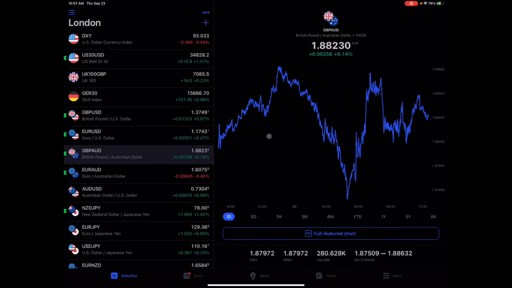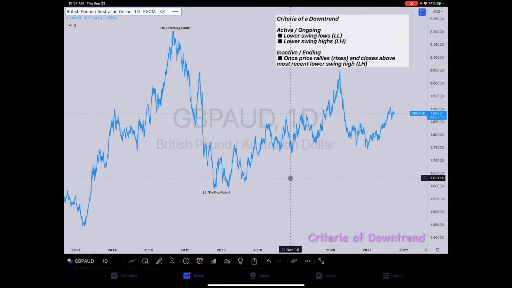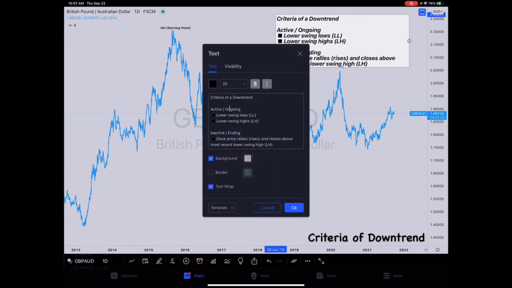So today we're going to be looking at the chart of GBP AUD, Great Britain pound versus Australian dollar. I'm going to start with the downtrend. First, I'm going to show you the criteria that you should be looking for in the downtrend, and then I'll show you how to actively do that. For the criteria, if it's an active and ongoing downtrend, you want to see a series of lower swing lows, lower lows, and also a series of lower swing highs, lower highs. When the downtrend is ending, you want to see that price has rallied above and closed above the most recent swing high. I'll show you how to determine that a little bit later as well.